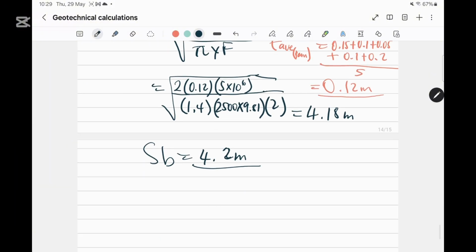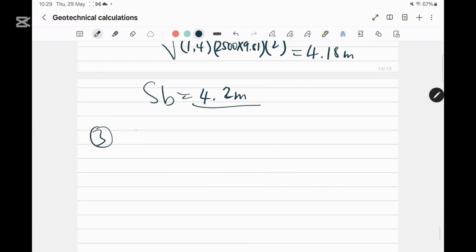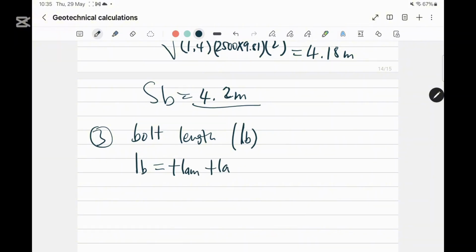So now we go and find our bolt length. Number 3, finding our bolt length. Remember, we're still designing the support for this environment. At the end, we're supposed to have specifics. We're supposed to tell the person or the company, okay guys, you can buy bolts of this length, and they can also space them at this specific distance. So now we are finding our bolt length. To find it, you have your LB, which is your bolt length, equal to your TLM plus your anchor length.